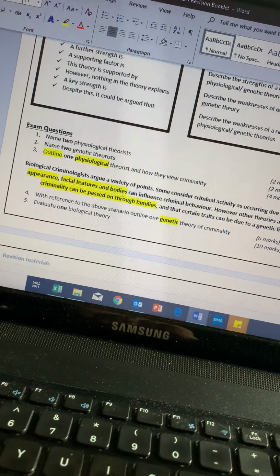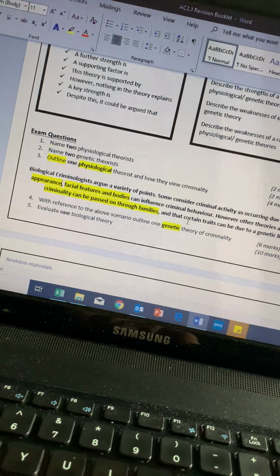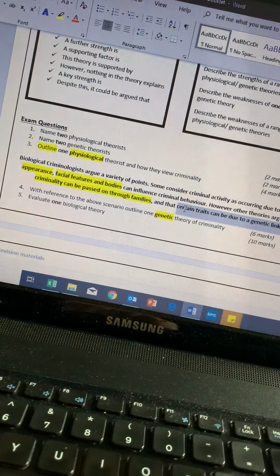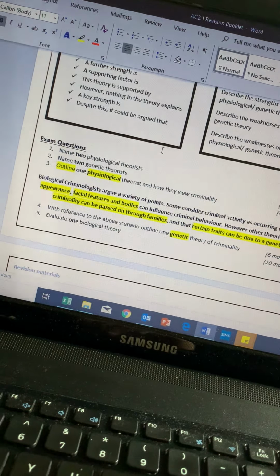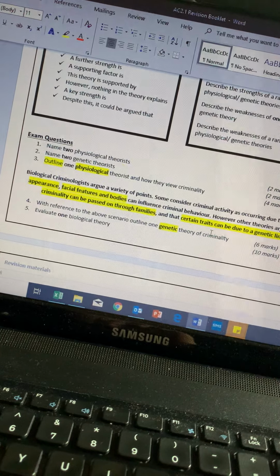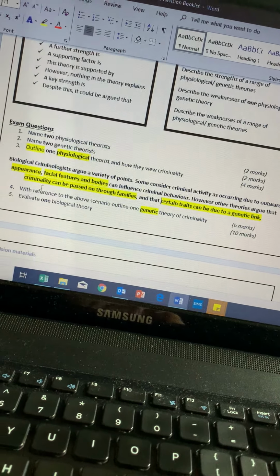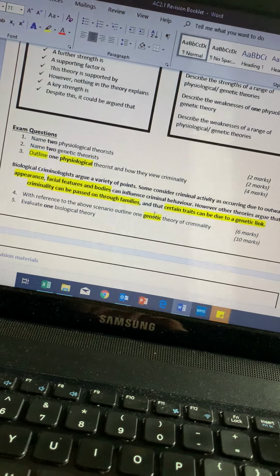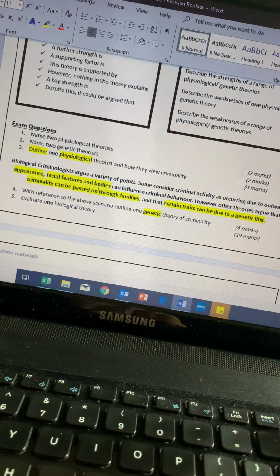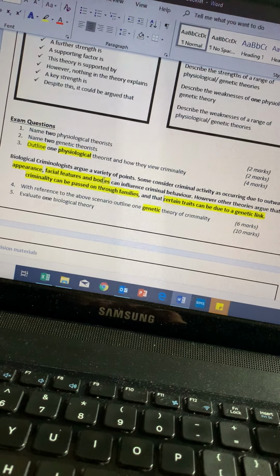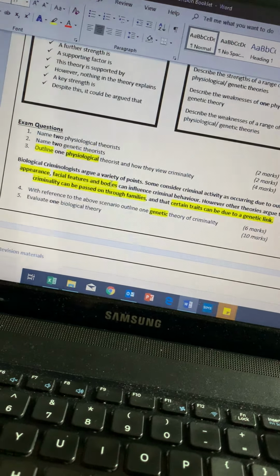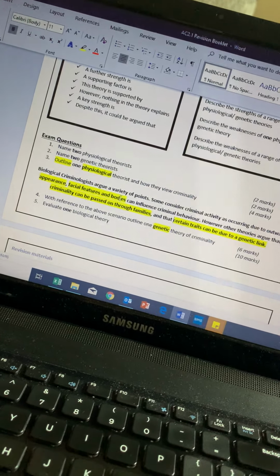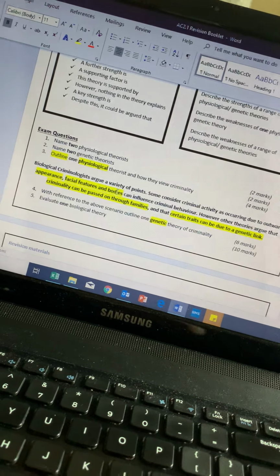However, other theories argue that criminality can be passed on through families, and that certain traits, if my highlighter works, there we go, certain traits can be due to a genetic link. So, with reference to the above scenario, outline 1 genetic theory of criminality. Right, this is where it can catch you out. It's asking for genetics. So if you answer on Lombroso or Sheldon, you're not going to get any marks. So really important that you don't make that mistake. And someone always does every single year, no matter how many times I say it. It's really important that you're reading the question carefully.